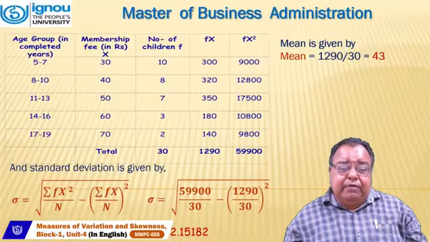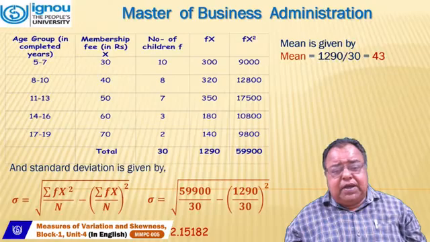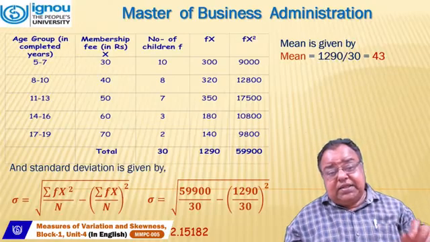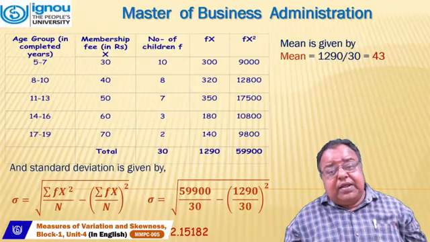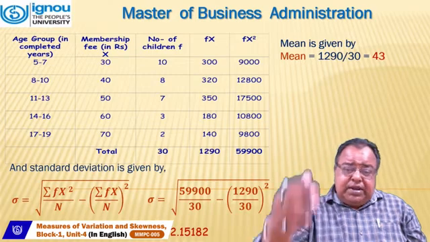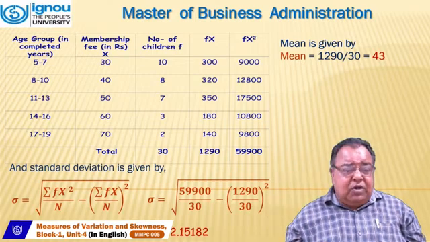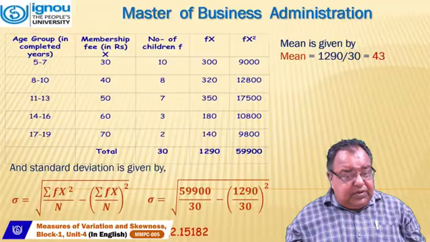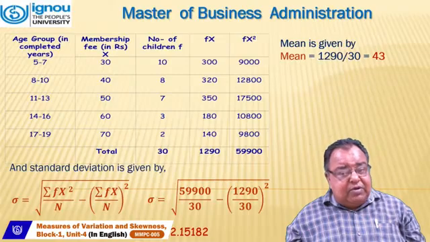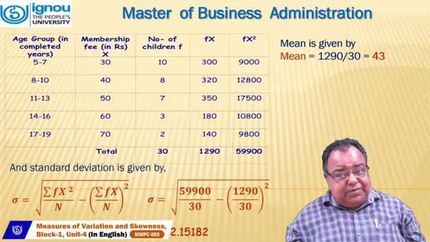After multiplying, we will get fx as 30 into 10, which becomes 300, and fx square. We have to square 30. 30 square is 900, 900 into 10 is 9000. Similarly, we will be evaluating for all the groups, and we have to sum. Sum of the frequency will be 30. Sum of fx is 1290. And the summation of fx square is 59970.